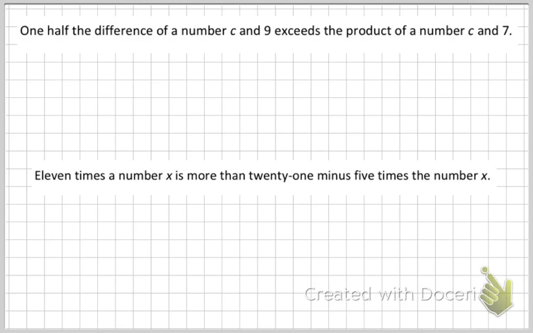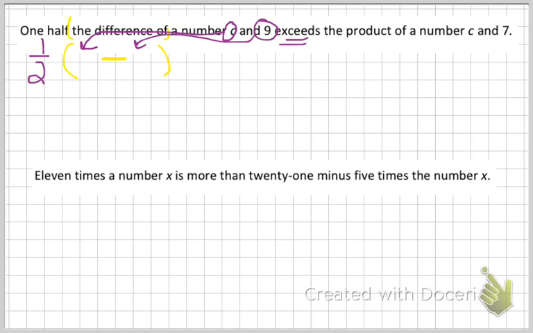Next we have 1/2. 1/2 is 1 over 2, so this is 1 over 2. The difference of. The difference of means we're going to need parentheses. So parentheses, difference means subtract. The 2 terms we're going to subtract will be a number c, so c goes here, and 9 will go here.